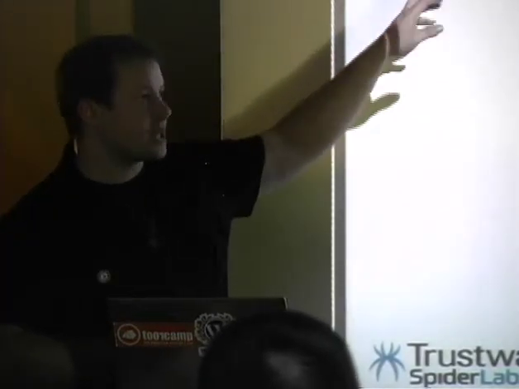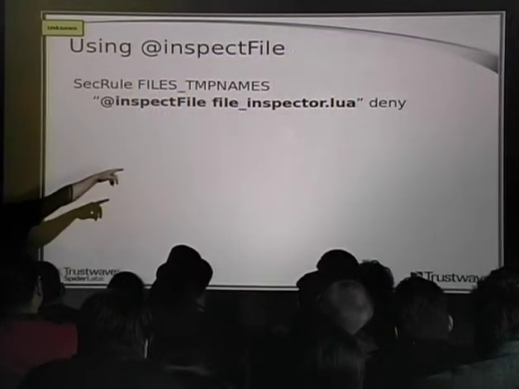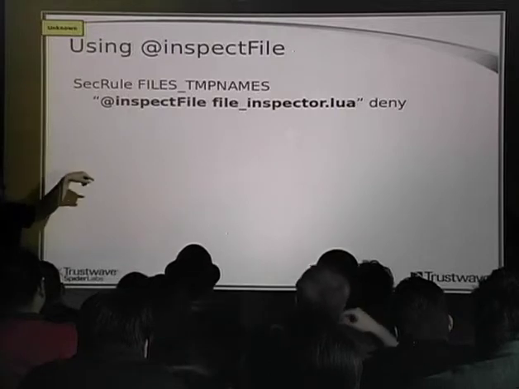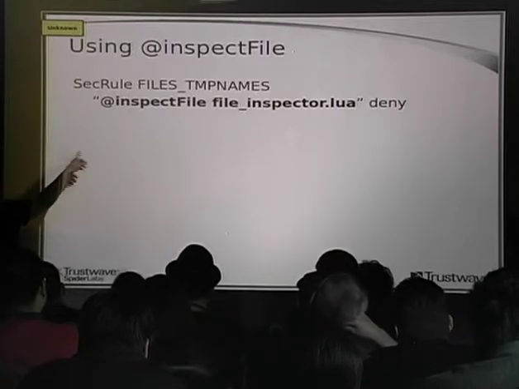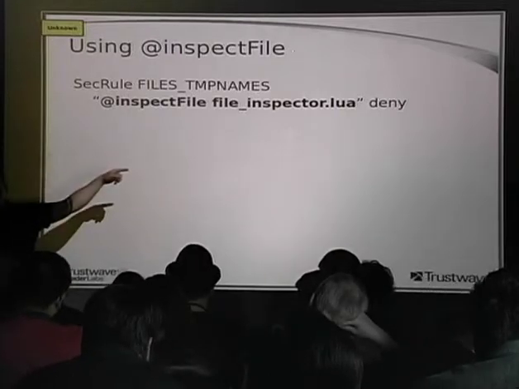So actually, there's another special rule set, which is called inspect file. This inspect file is a special rule that's made only for inspecting uploaded files or files that are related to your website. What this will do is basically the second rule will take the file temp names and drop them all into inspect file, which is this script that we're going to run, called file inspector. And then if file inspector returns true, it will deny it. If file inspector returns false, it won't care.